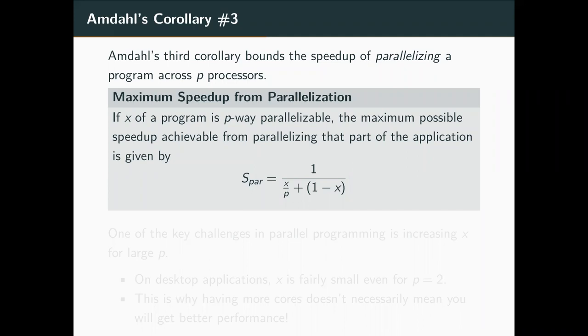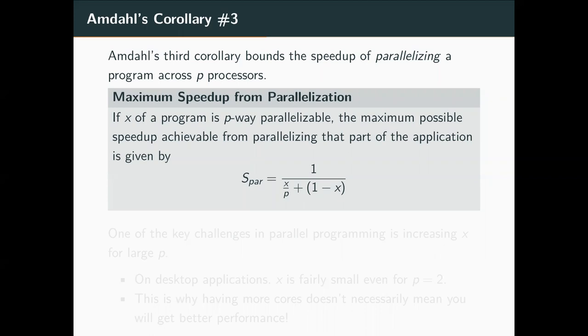Okay, so what happens if for example, X is 100%, which is never going to happen, unfortunately, then your speed up is just going to be the number of cores that you can use. So if we can go from one core to two cores with 100% parallelizable, then our speed up is going to be 2x, which kind of makes sense. Unfortunately, that's never the case. So this is going to bound our maximum possible speed up. And basically our speed up is always going to be P.